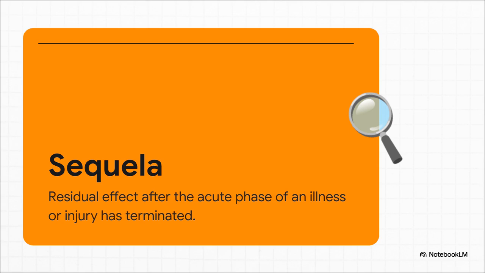So, to get this right, we have to start with the precise official definition. Based strictly on Section IB10 of the CMS guidelines, a sequela is defined as the residual effect or the condition produced after the acute phase of an illness or injury has completely terminated. You can think of a sequela as the long-term scar left behind after the acute, active problem is 100% healed and gone. It's literally the lasting footprint of a past medical event.